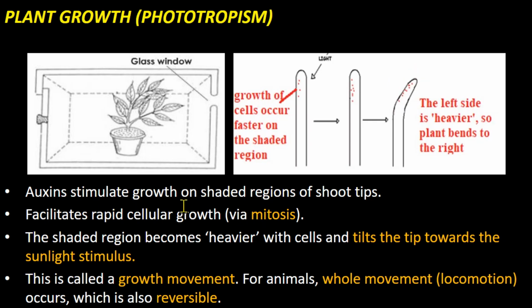So auxins stimulate growth on the shaded regions of the shoot tips. This facilitates rapid cellular growth via mitosis. The shaded region becomes heavier with cells and tilts the tip towards the sunlight stimulus, which will be towards the window. This is called a growth movement, or sometimes a partial movement. And animals, on the other hand, exhibit whole movements or locomotion. Basically what this means is that a plant cannot actually get up and go towards the sunlight. It must only bend part of its body. But animals can get up and change their location. This is called locomotion. And both of these are also reversible.